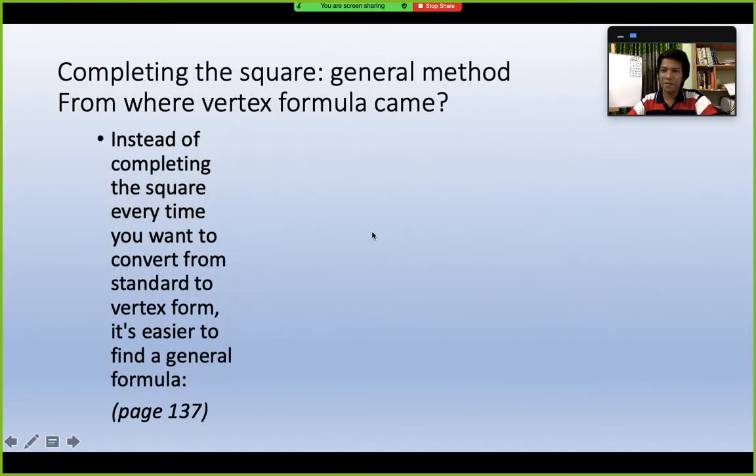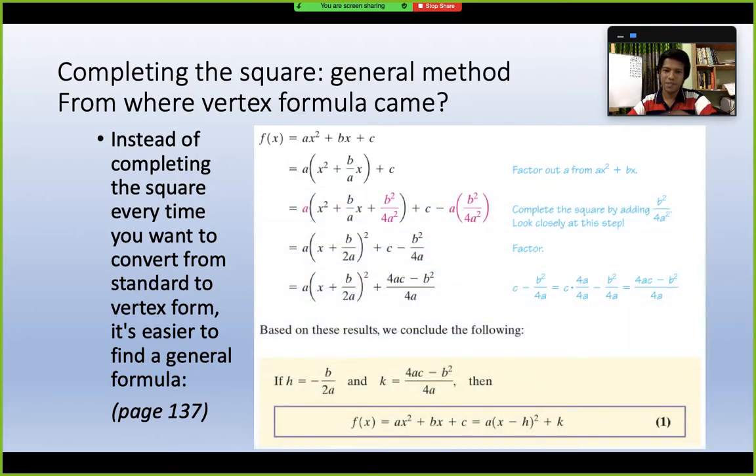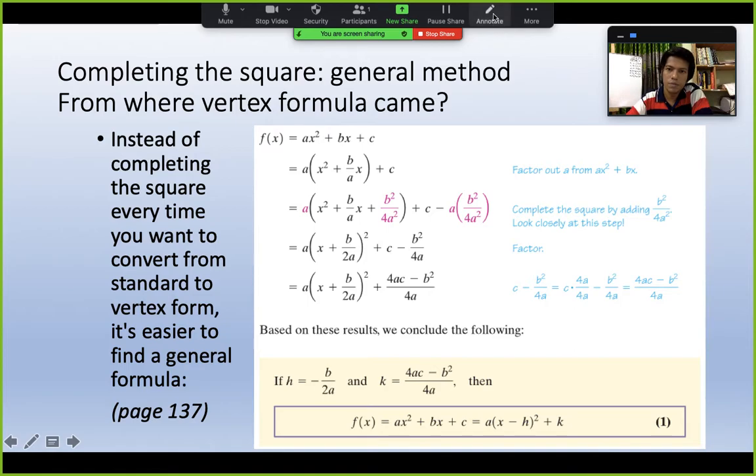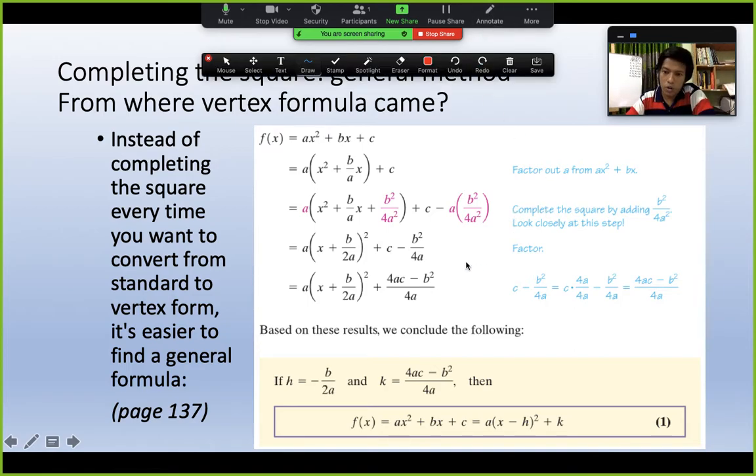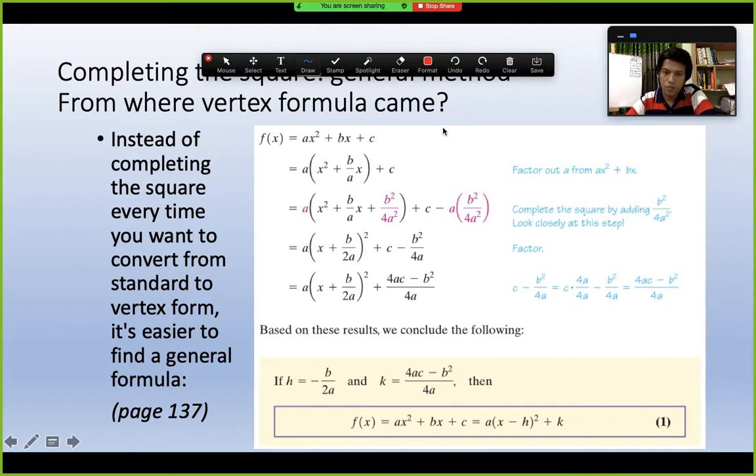Now come to the other formula, which we used many times to find the vertex. We always said, okay, let's use the minus b by twice a formula and put it back. So how did that formula come? You know that our vertex form of the quadratic equation is here, a into x minus h whole square plus k.